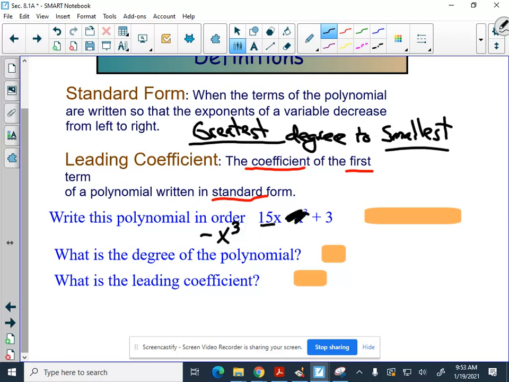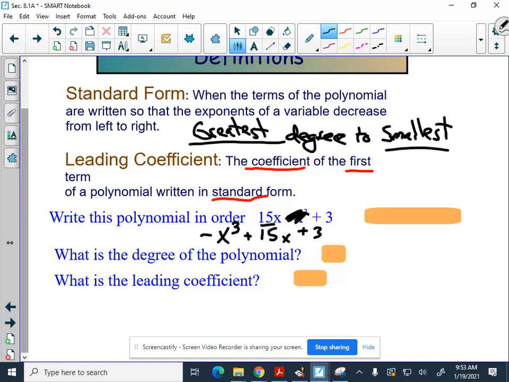Now, this one's next because it's to the first power, right? So we go plus 15x. Remember, if there's nothing out in front, it's being added. Plus, and then plus 3.